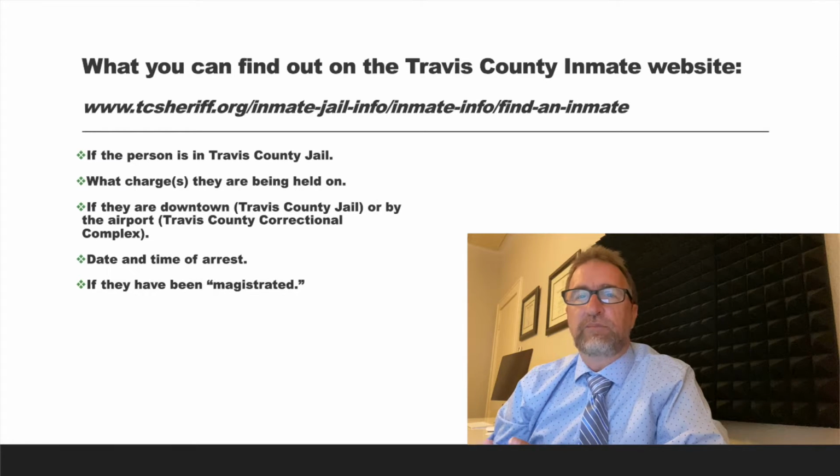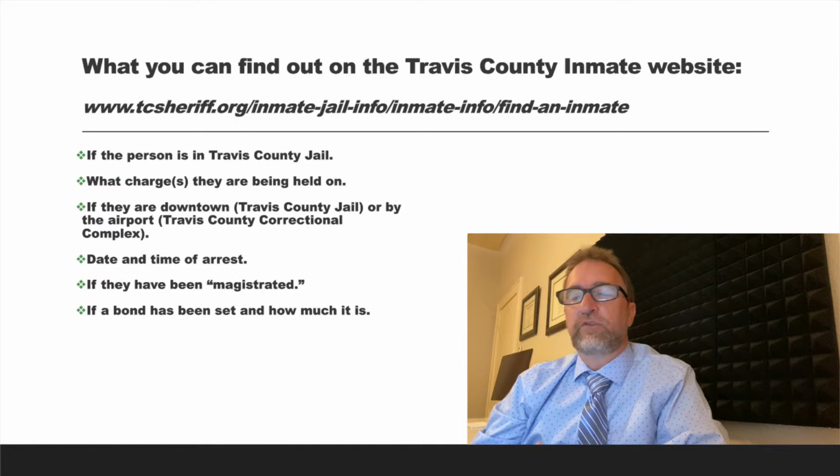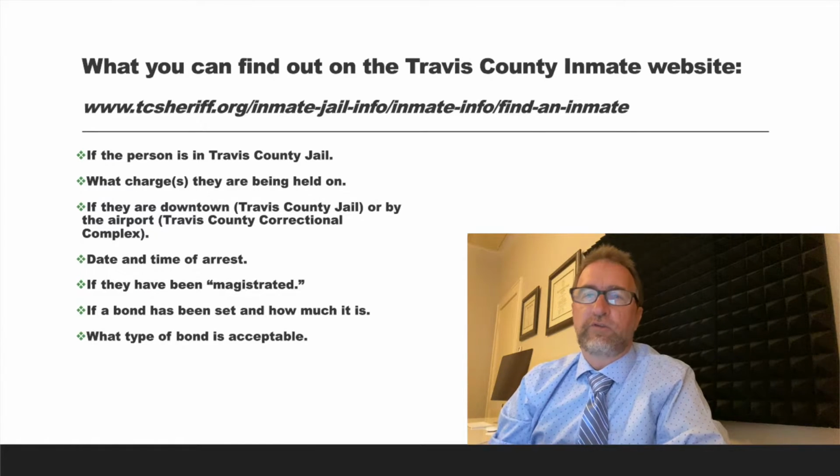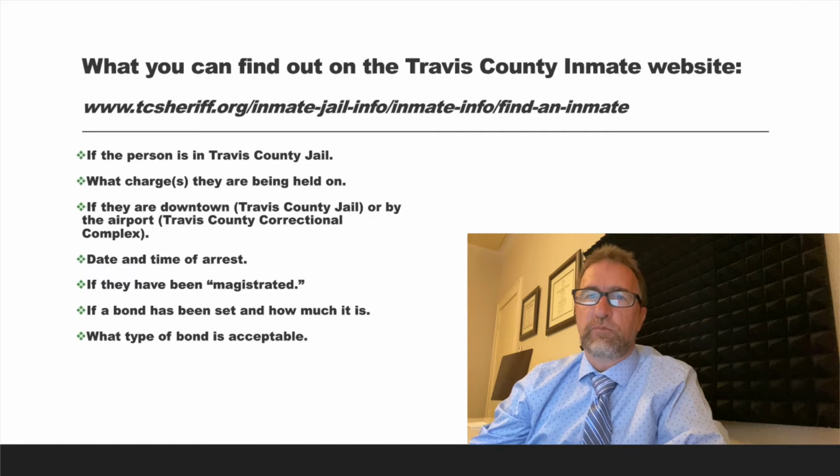magistrated, okay? And that means whether a judge has set their bond and informed them what they're being charged with. And then if a bond has been set and how much it is. Then also you're going to be able to find out what type of bond is acceptable. And there's really only three types. There's a personal bond, a surety bond, or a cash deposit bond. And there's also paying the full amount in cash, but there's the three bonds.